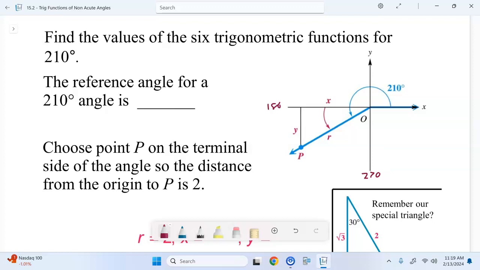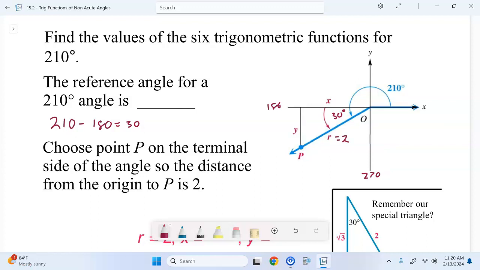What is my reference angle going to be? The reference angle for 210. 210 minus 180. So this distance right here, our reference angle is 30 degrees. Okay? This is where our 30, 60, 90 triangle comes into play. What we're going to do is say that our radius is something nice and easy like 2.